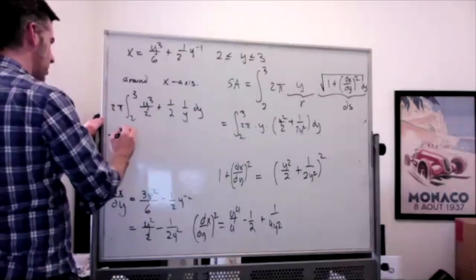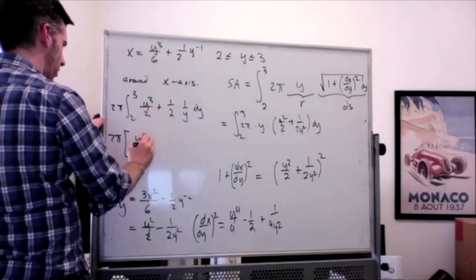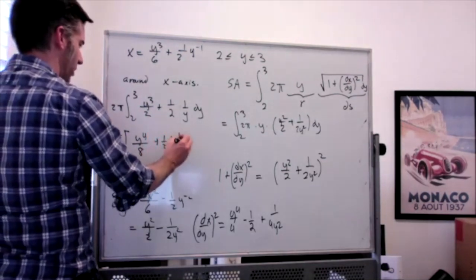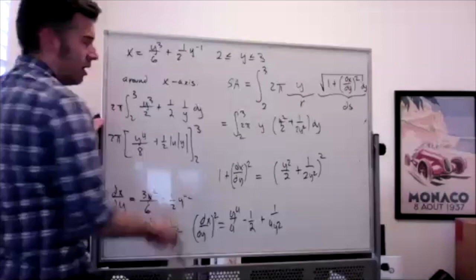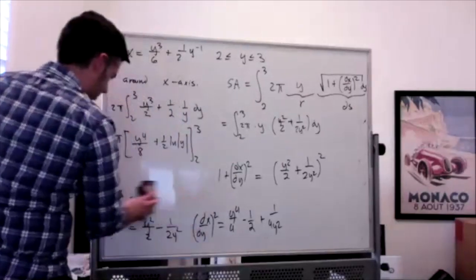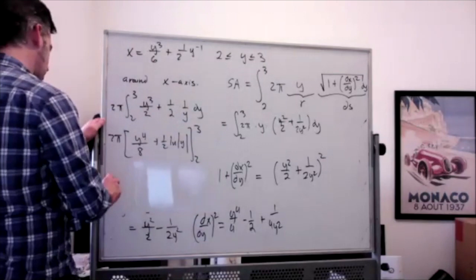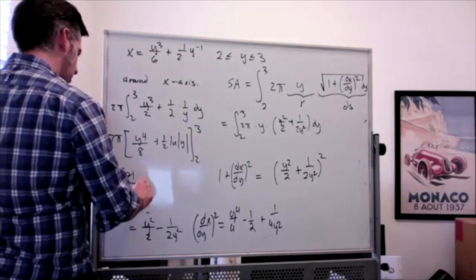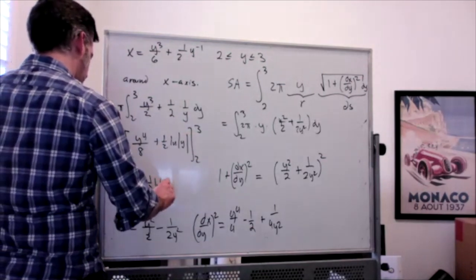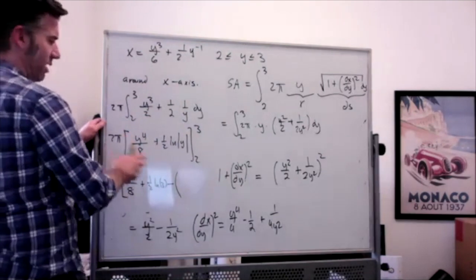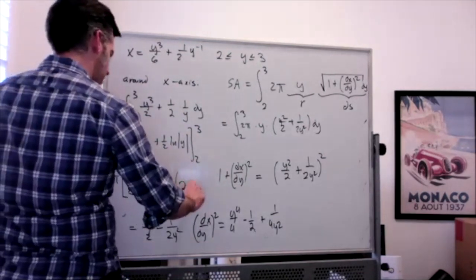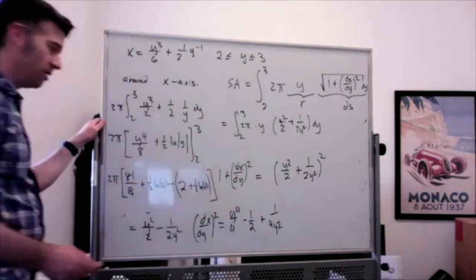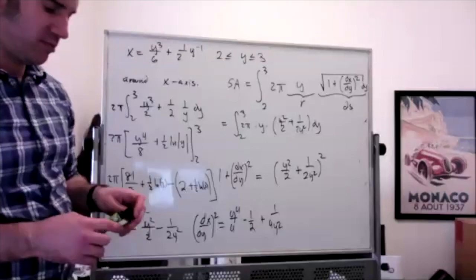So we get 2 pi times the integral of y cubed over 2, which is y to the 4th over 4 times 2, which is 8. This is going to be plus 1/2 natural log of the absolute value of y, from 2 to 3. And then we can plug in and get some final answer, which is going to be 2 pi times a bunch of garbage. 3 to the 4th is 81 over 8, plus 1/2 natural log of 3, minus, plugging in 2, 16 over 8 is 2, and 1/2 natural log of 2. So there's the terrible surface area of this particular function.